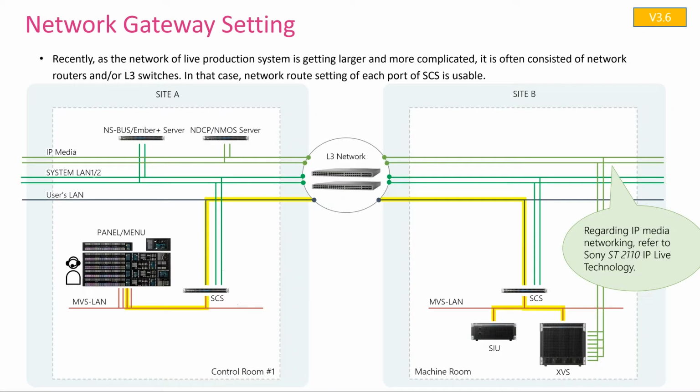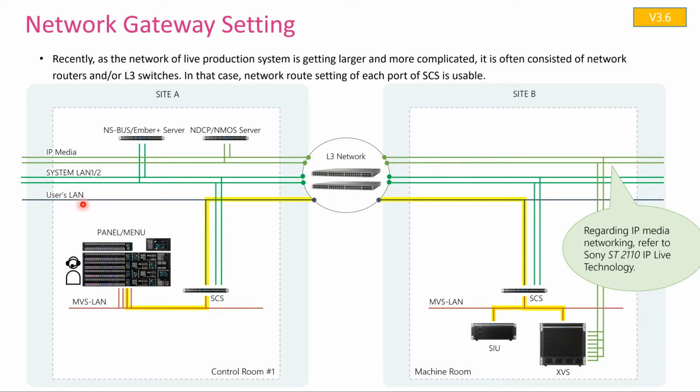This is a network gateway setting system diagram for the XVS remote connection system. You can see two system control units to sync the signals. So you might need to know some of the network knowledge in order to set up a layer 3 network over the WAN environment for the switcher system.